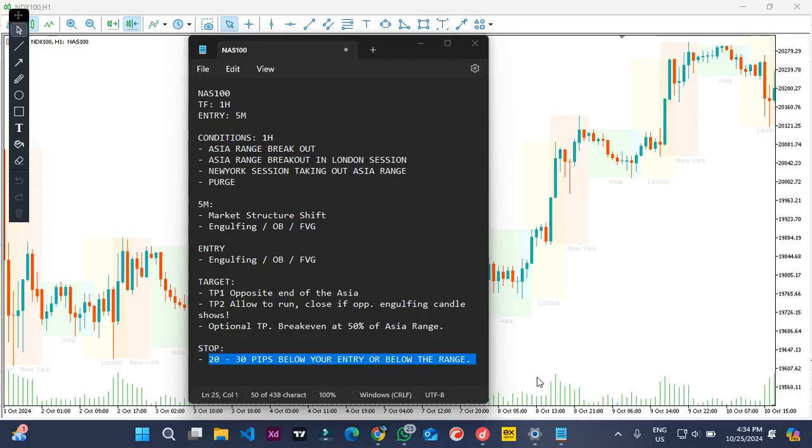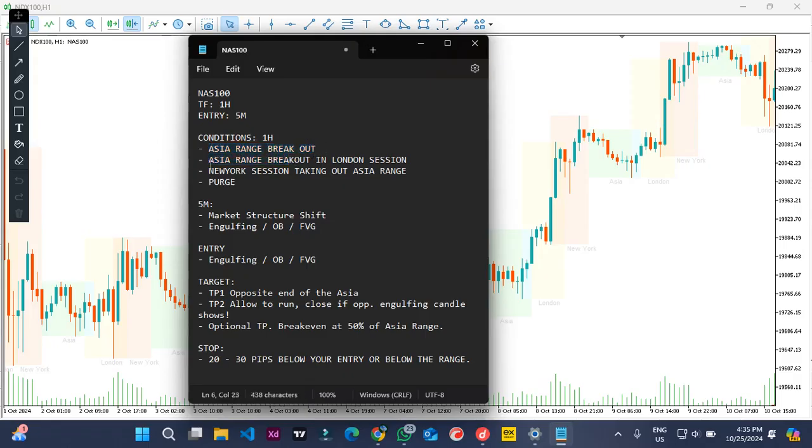So quickly, all we need to look at is this. First of all, I'm gonna be doing this analysis on 1 hour time frame, and entry is 5 minutes. And these are the conditions we need to meet. First of all, you need to identify the Asia session, which most times it's a range, and we want that range to break.